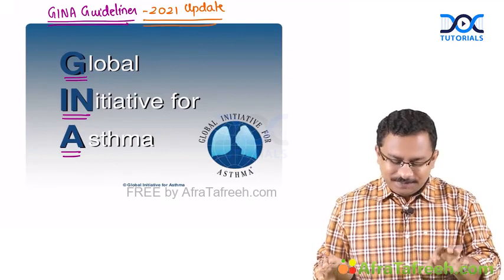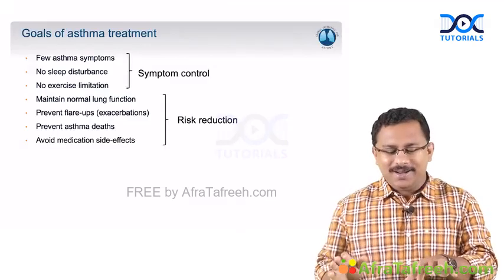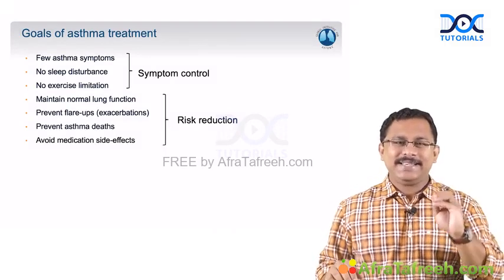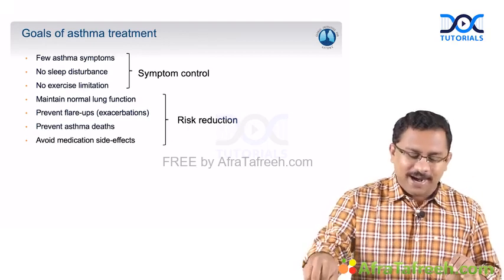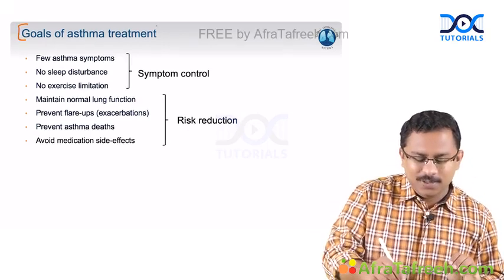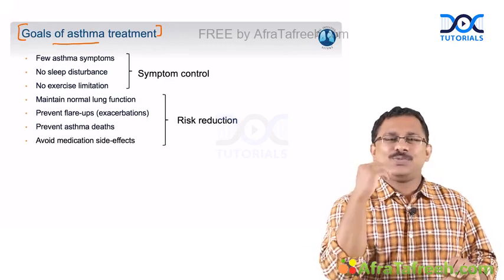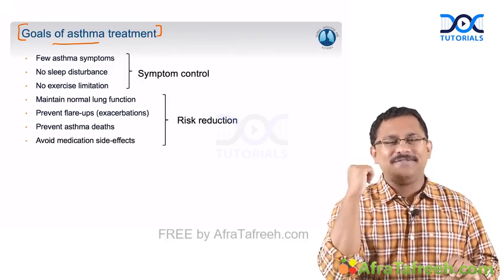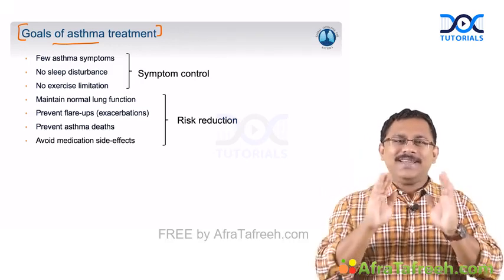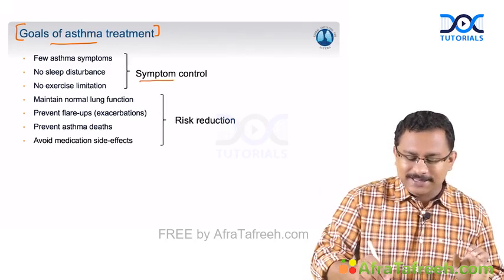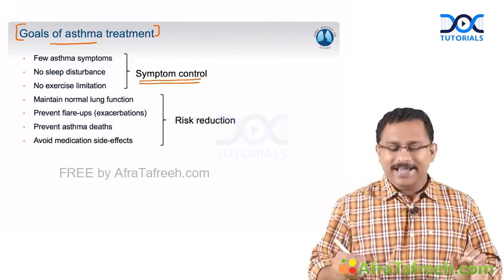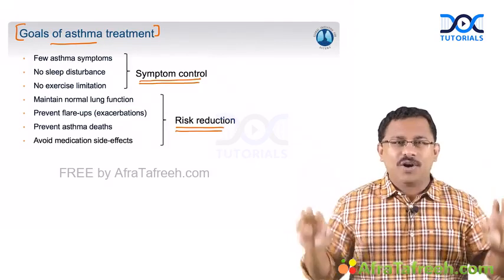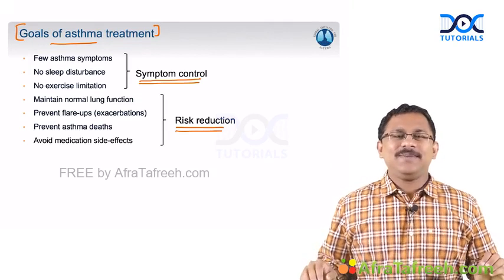All right. When it comes to the management of bronchial asthma, the GINA guidelines actually say that there are certain goals of asthma treatment. Because when you are trying to treat a patient with bronchial asthma, what are you trying to achieve? Well, one thing is quite clear. You have got to bring the symptoms under control. And also you have got to attain risk reduction. These are the two broad goals of bronchial asthma management.